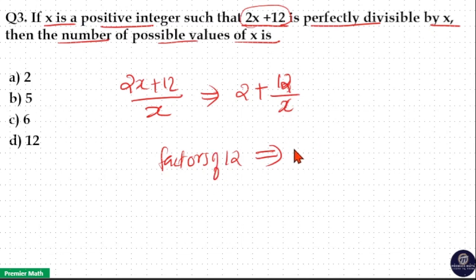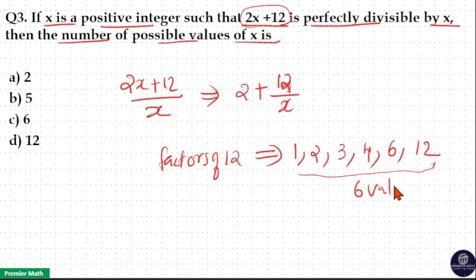Here 12 is divisible by 1, 2, 3, 4, 6 and 12. So the total number of values is 6. Option C is your answer. X can have 6 values.